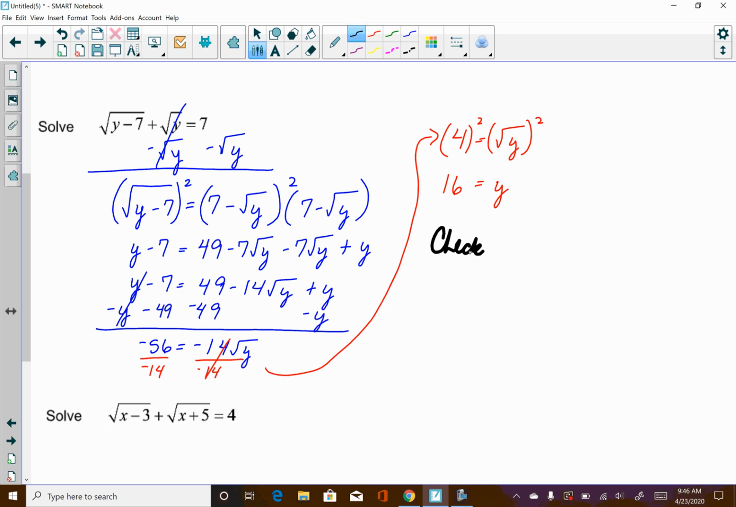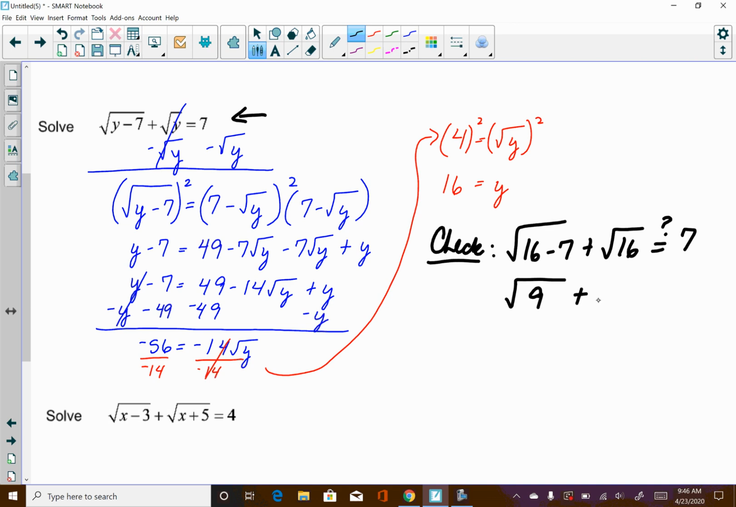Now to do our check here. You have the square root of 16 minus 7 plus the square root of 16, and we're trying to figure out, does that equal 7? I'm just going back up here to the original problem. Square root of 16, sorry, let's do this first. 16 minus 7 is 9. And then I'll just burn an extra step here. Square root of 9 is 3. Square root of 16 is 4. Sure enough, that equals 7.